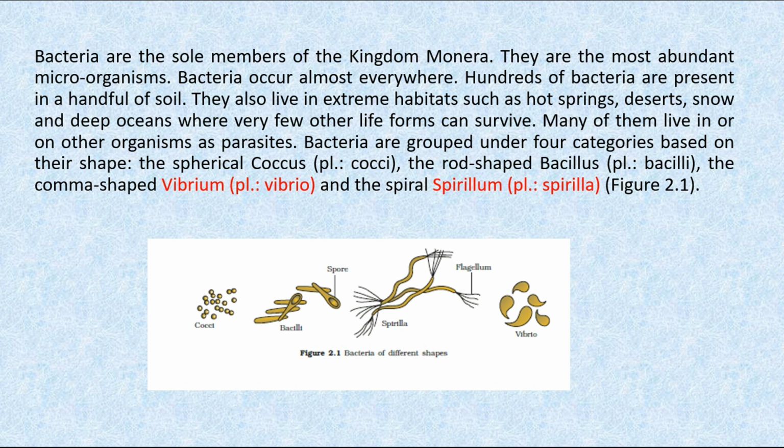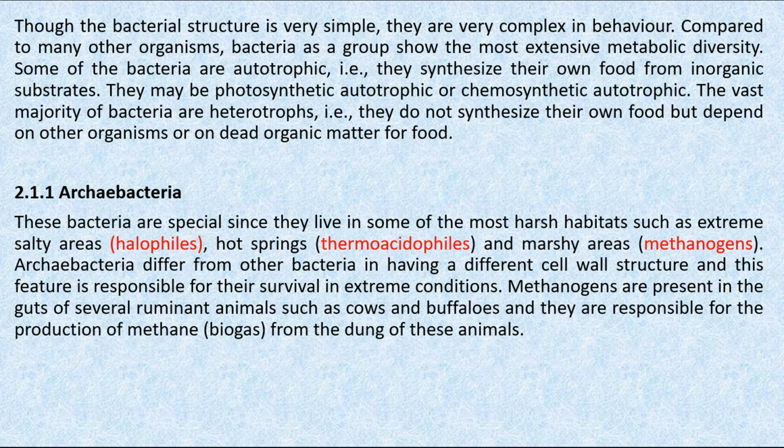Bacteria are grouped under 4 categories based on their shape: the spherical coccus, plural cocci, the rod-shaped bacillus, plural bacilli, the comma-shaped vibrio, plural vibrios, and the spiral spirillum, plural spirilla. Though the bacterial structure is very simple, they are very complex in behavior. Compared to many other organisms, bacteria as a group show the most extensive metabolic diversity.